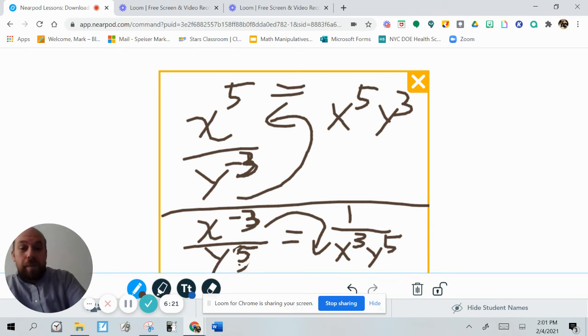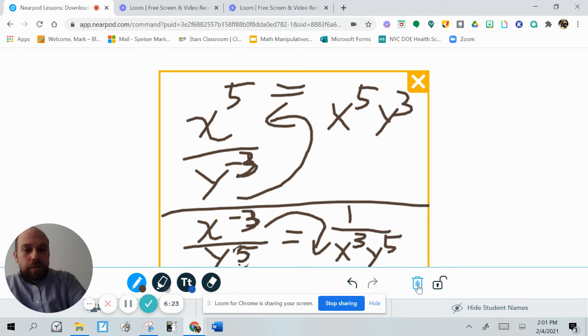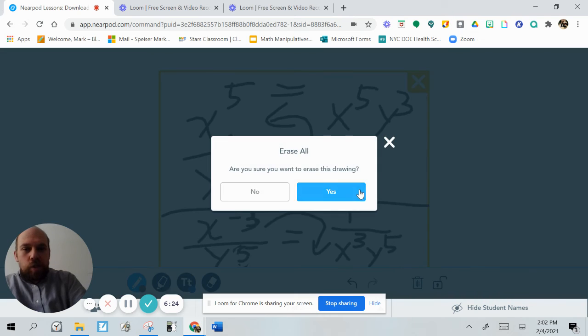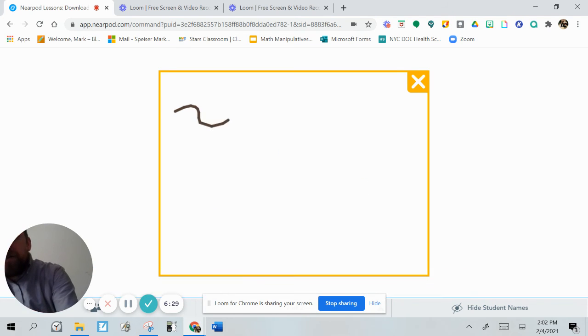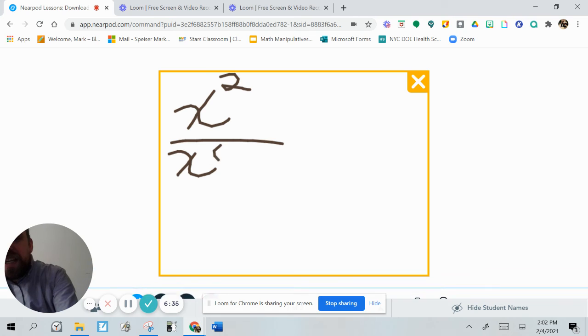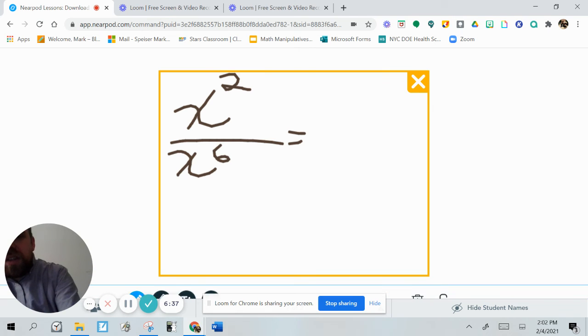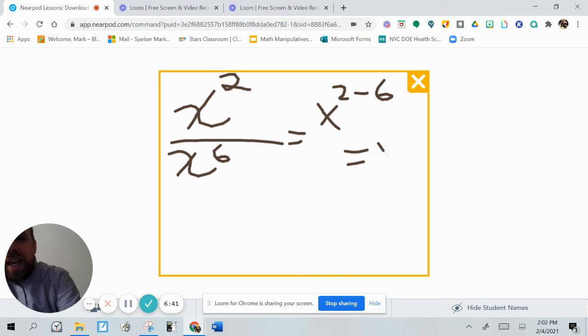Now, why does this happen? And then we'll wrap it up. The reason it happens is all based on the rules of division. As we mentioned yesterday, we get x to the 2nd over x to the 6th. So we have to subtract 2 minus 6. It's x to the negative 4.